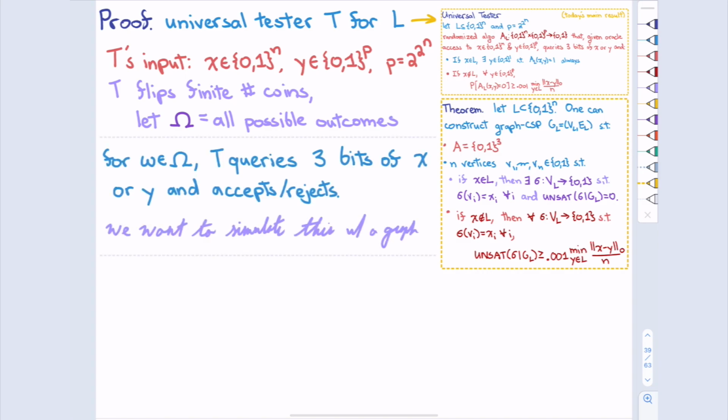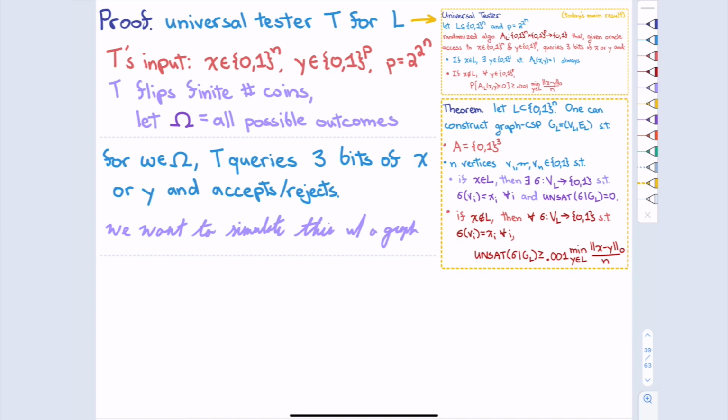How does T work? For any fixed outcome of coins, so some omega is like a fixed set of random bits for your tester, we know that T is going to query 3 bits of x or y and accept or reject x. That's basically what we know. And our goal is to somehow simulate this in a graph, so to speak, in a testable way.